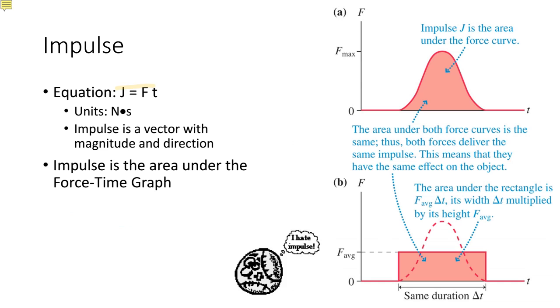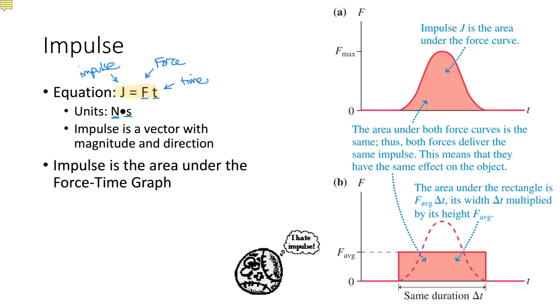The equation for impulse is J equals Ft, with J equaling impulse, F equaling force, and t equaling time. It makes sense that the unit is the newton second because force is measured in newtons and time is measured in seconds. We can also say that impulse is a vector with magnitude and direction, which makes sense because force is a vector. So that means that we can have a positive and a negative impulse.